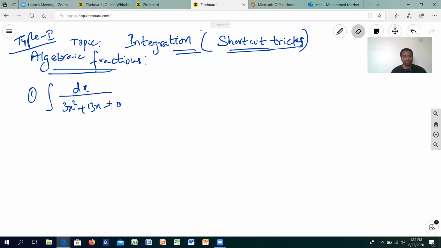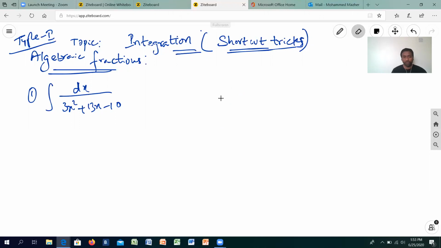Whenever we have algebraic fractions where the numerator is a constant and the denominator is a quadratic expression, what they do is apply the completing square technique and then work it out by applying the formula integral 1 by a square minus x square or integral 1 by x square minus a square correspondingly, and they substitute. So a lot of time goes to waste in that. What I'm going to show you in this video is how you will do that question within seconds.